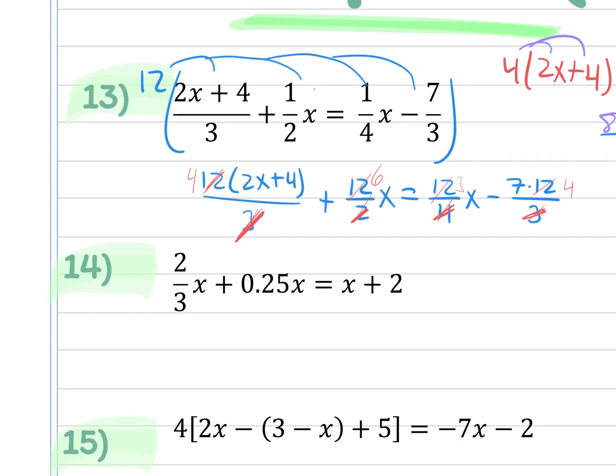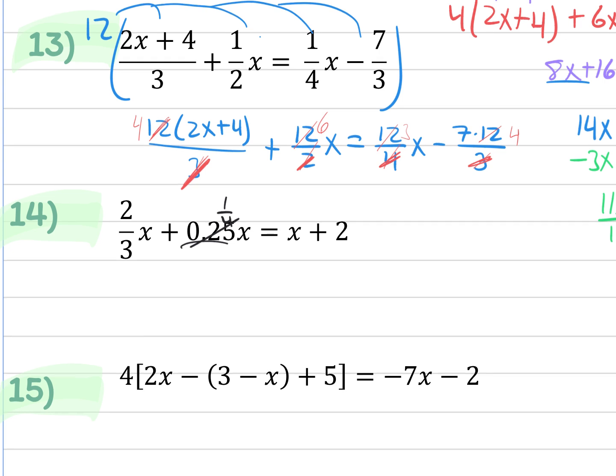We'll do the same thing with the next one, number 14, for extra practice. So 14, we have 2/3 x plus 0.25x equals x plus 2. Let's stick to fractions. We see a mix of fractions and decimals in this one. What is 0.25 the same as saying? Do we know that? This is the same as 1/4. So let me rewrite it all together: 2/3 x plus 0.25, which is the same as 1/4 x, equals x plus 2.